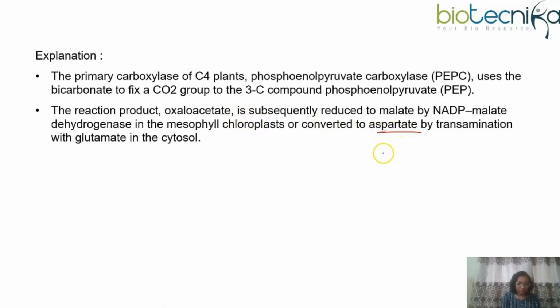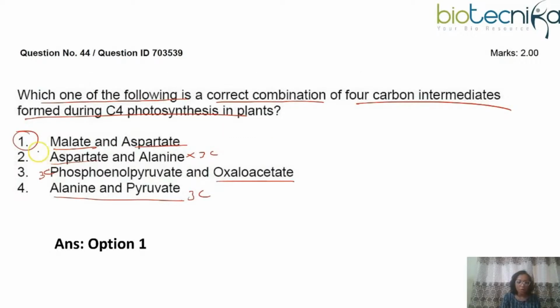aspartate. Oxaloacetate is reduced to malate by the enzyme NADP malate dehydrogenase in the outer mesophyll cells. But it can also be converted to aspartate by transamination with glutamate, and this reaction happens in the cytosol. So oxaloacetate, malate, aspartate, these are the 4 carbon intermediates, but in the options, this is the one which is fitting. So malate and aspartate, 4 carbon intermediates. Answer is option 1.